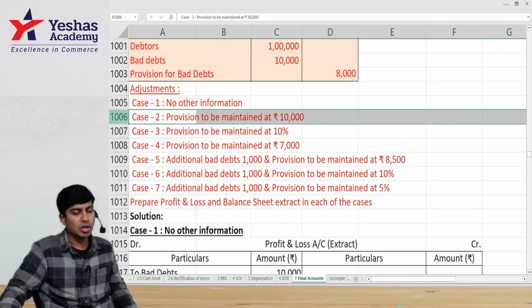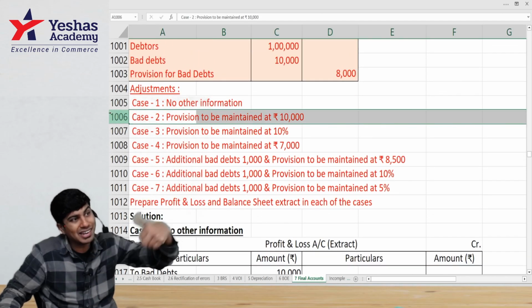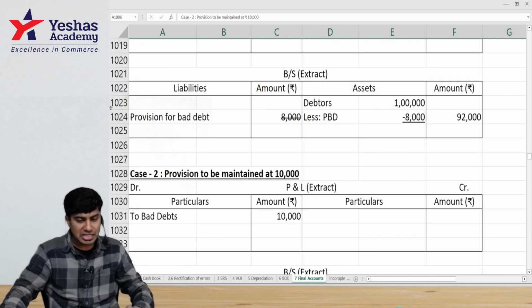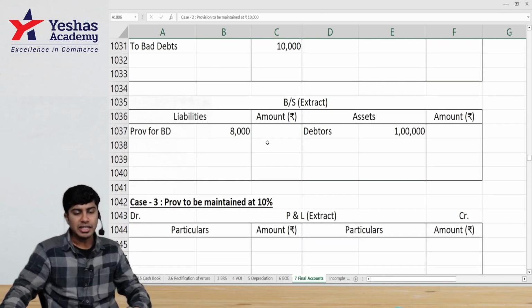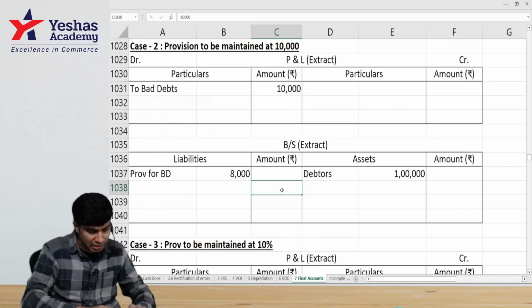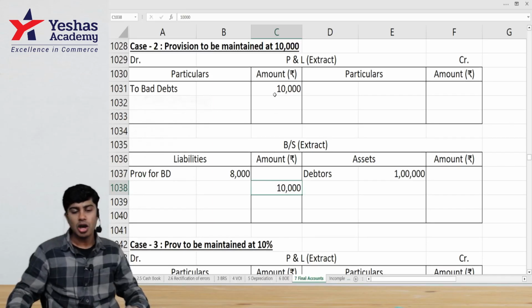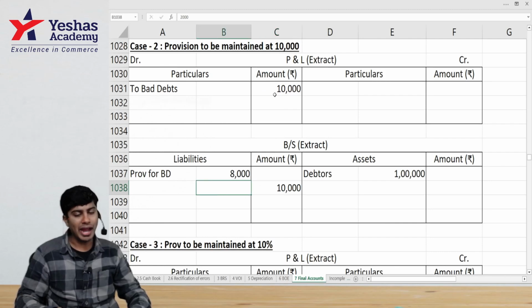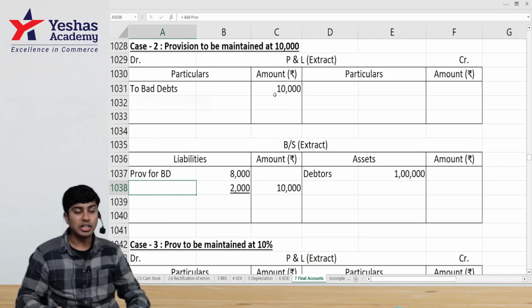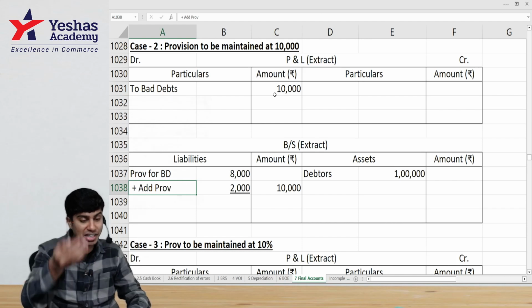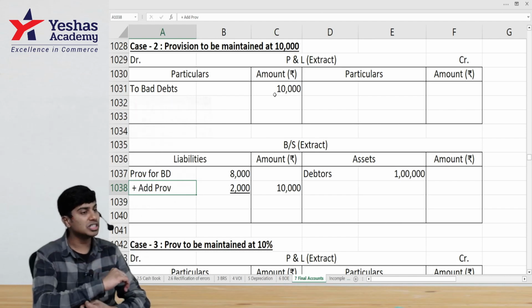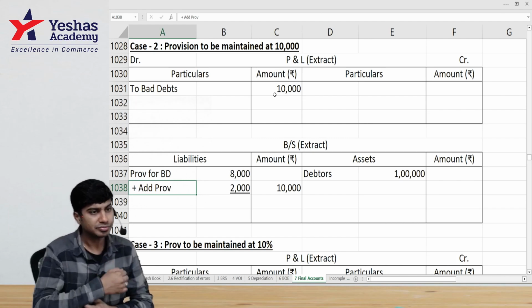What does case 2 say? Provision is to be maintained at 10,000. When they say this provision of 8 is to be maintained at 10, provision has to become 10. How does 8 become 10? We have to add 2. We have to add that 2000 is provision additionally created during the year.